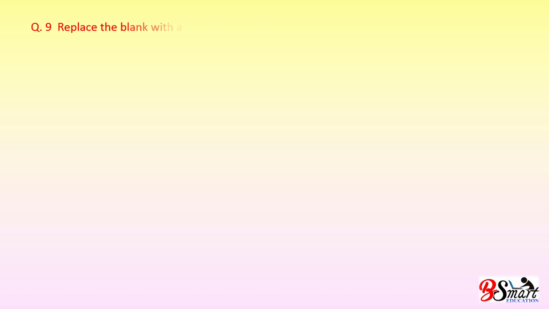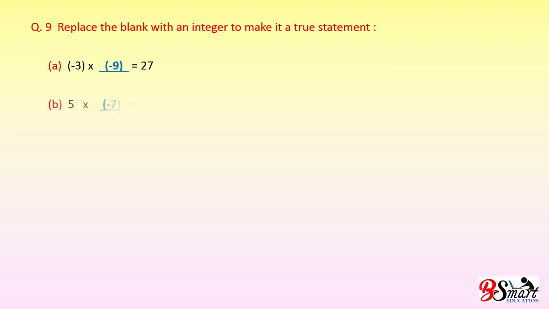Question number 9. Replace the blank with an integer to make it a true statement. Blank number 1, minus 3 into dash equal to 27. What should we multiply with minus 3 to get the answer plus 27? As we know, minus into minus will become plus. So we need a negative integer here. If we put minus 9 here, then minus 3 into minus 9 equal to 27, we will get the answer. Now all the remaining blanks are the same as above.